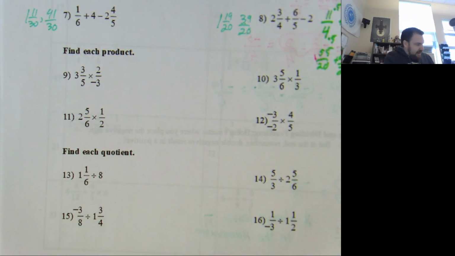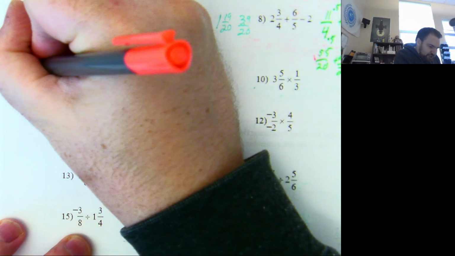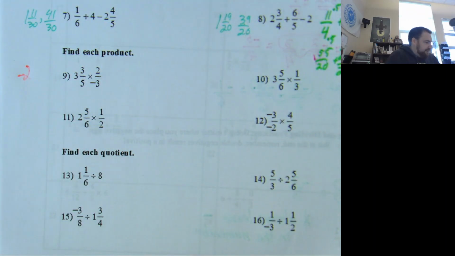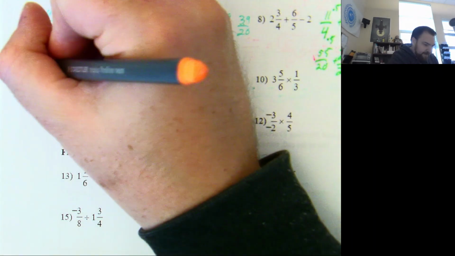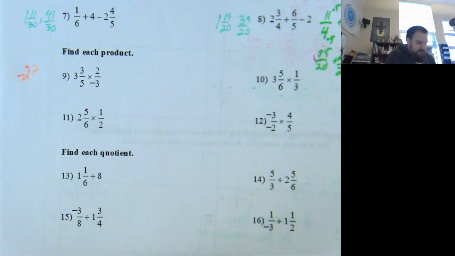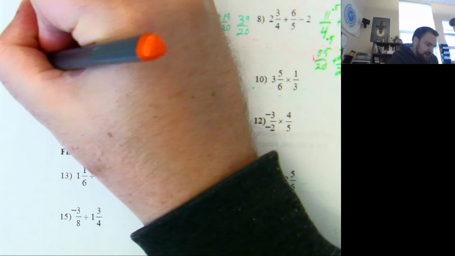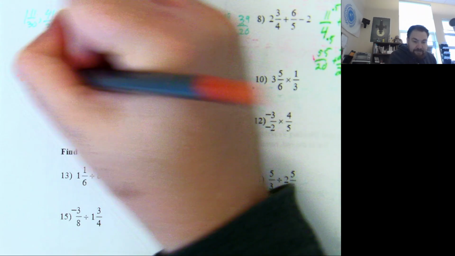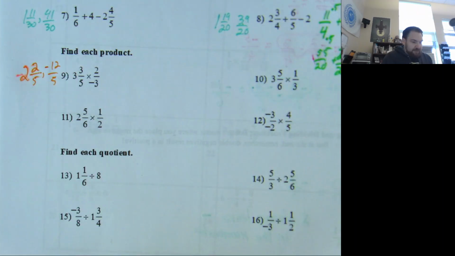Here we go. The answers are: number 9. It's either negative 2... That's not going to work anymore. Dead. Let's get a different orange. Number 9 is negative 2 and 2 over 5, or negative 12 over 5. Either one of those is good for number 9.